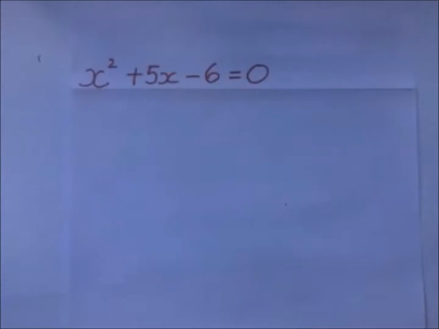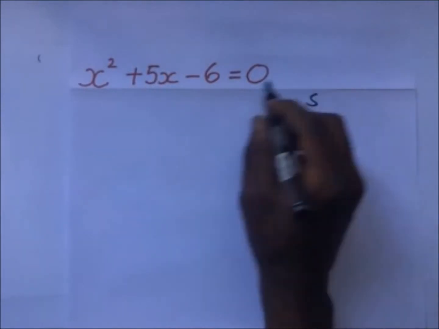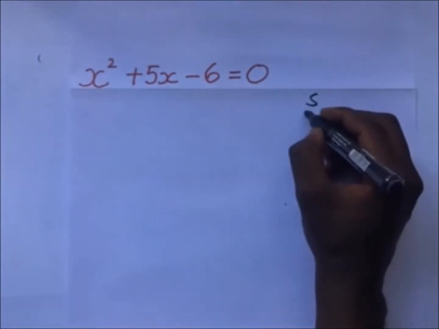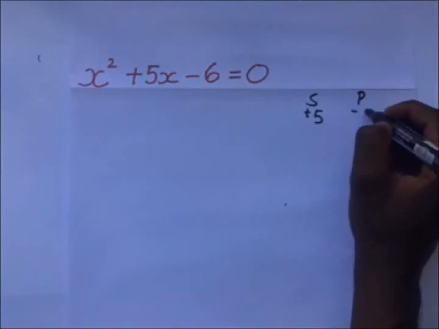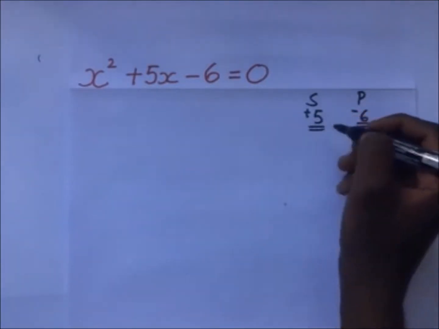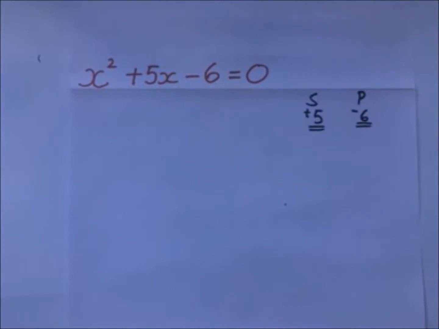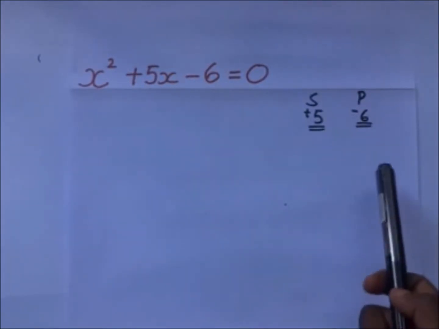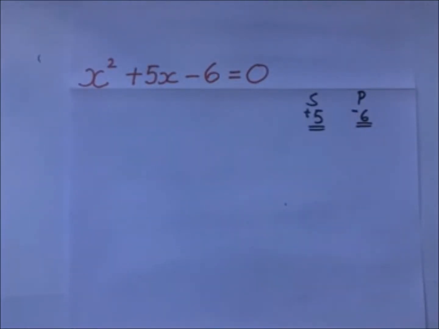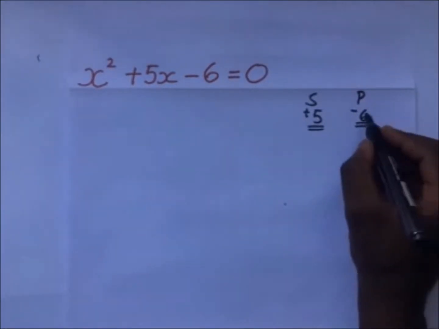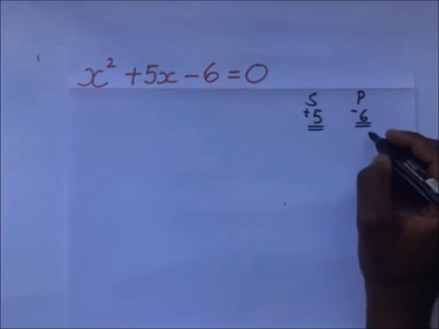So we factorize. In factorizing this expression, we are supposed to find two numbers giving us two terms. One of the numbers is supposed to give us a sum of positive 5, and the other number is supposed to give us a product of negative 6. Where do we get those two numbers from? We get those two numbers by analyzing the factors of 6. So, what are these factors of 6?